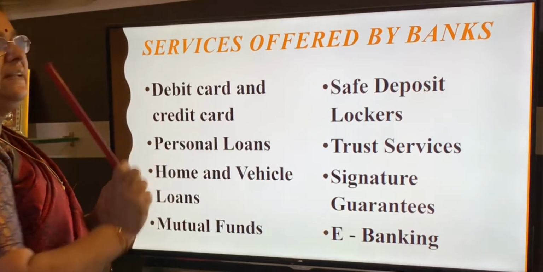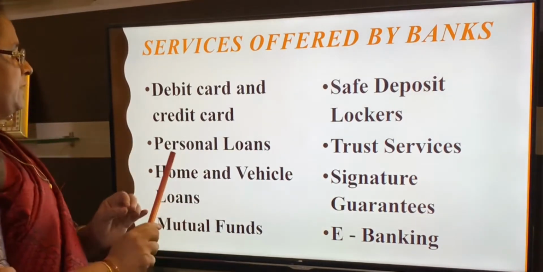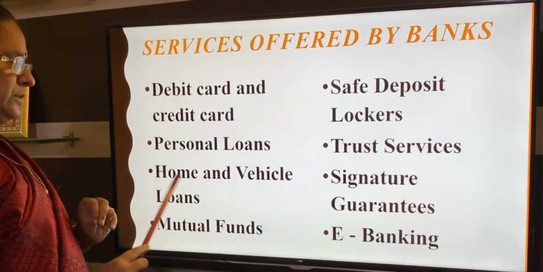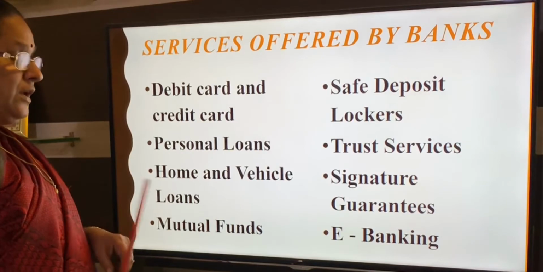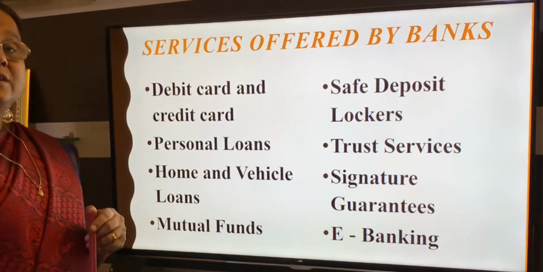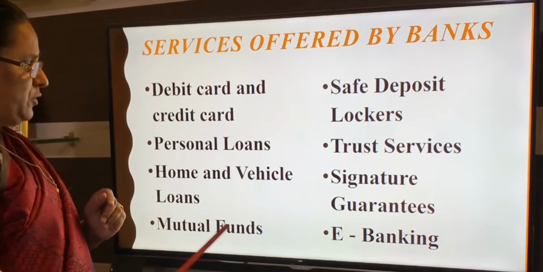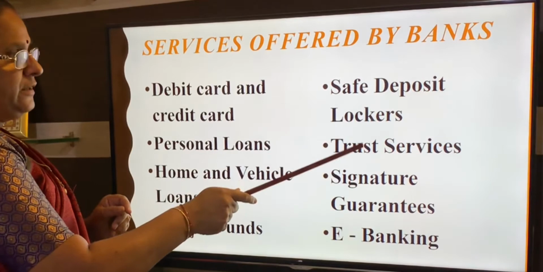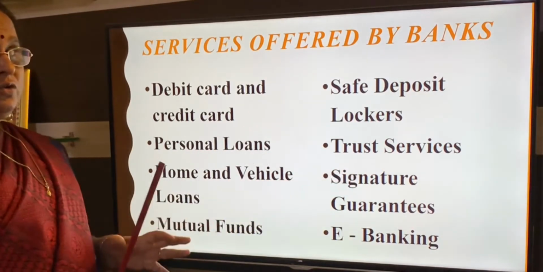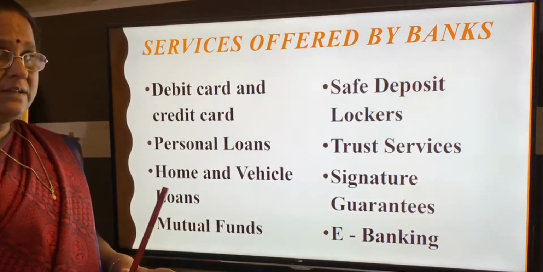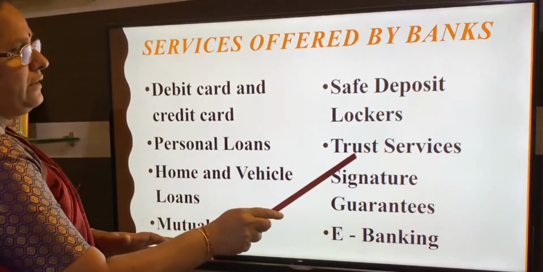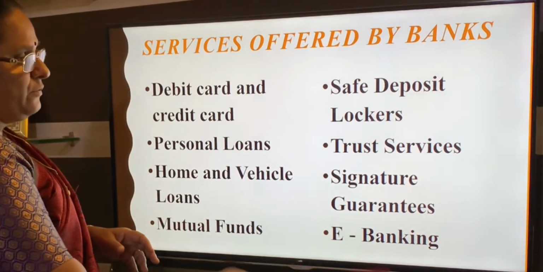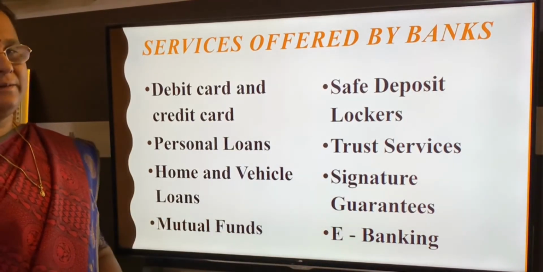So debit card means ATM. Remember ATM, that's enough. The next one is personal loan. And after that, the loans are given for other purpose also. Home and vehicle loan. Mutual fund, which is concerned with the shares, stock market. So mutual funds are connected with the shares. And next one, safe deposit of lockers. Trustee service, where we are not going to reveal to anyone about the secrecy of the account. So that is called trust service. Next one, signature guarantee. And the last one is e-banking, is internet banking.